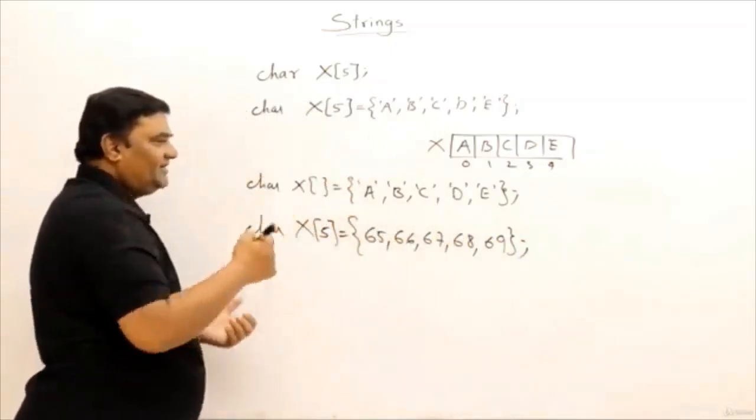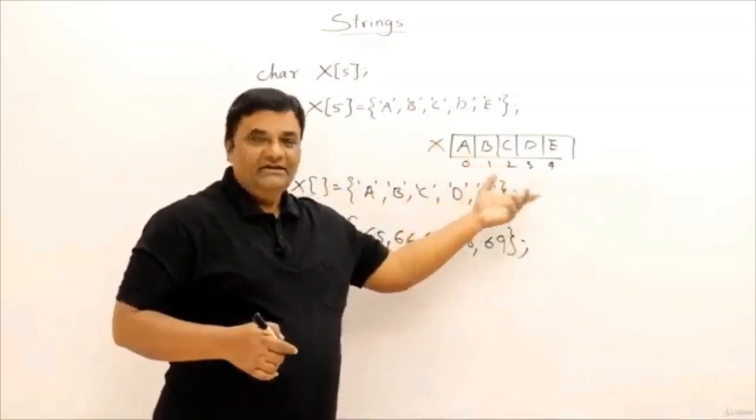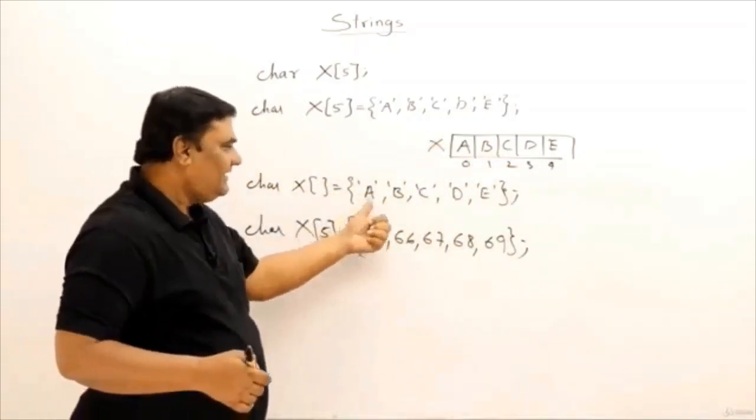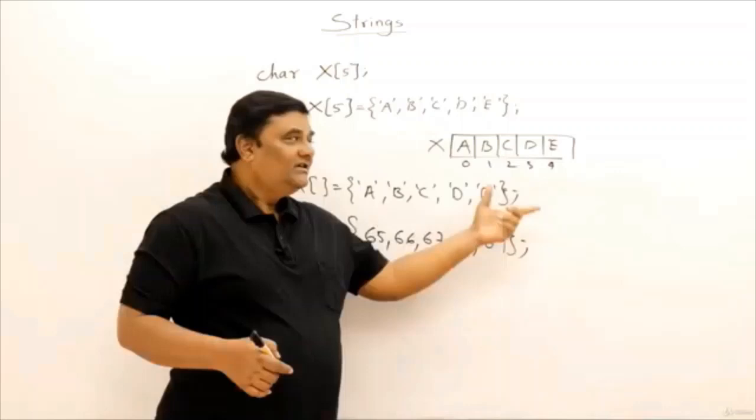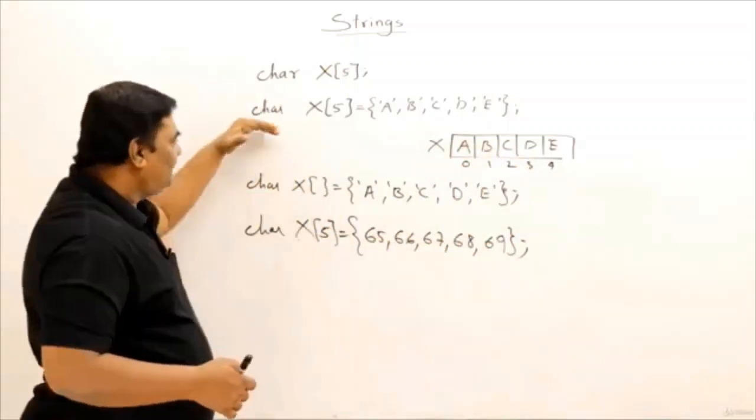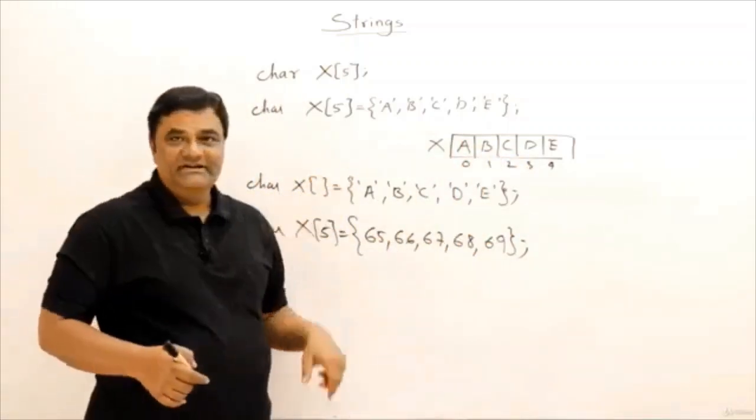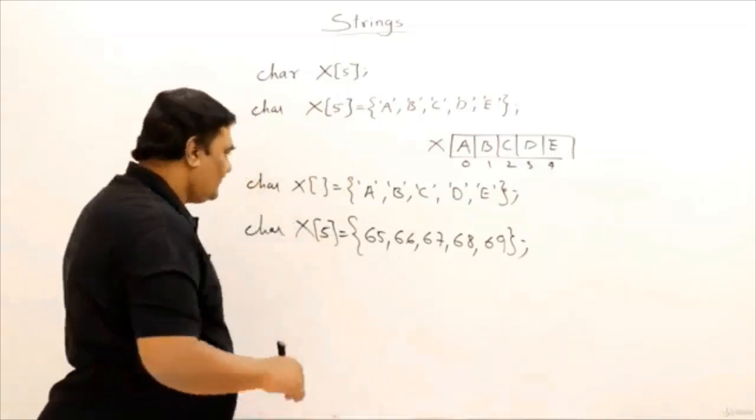So the same array will be created, because 65 is for capital letter A and 66 for B and so on. So the same array will be created. So all these three methods, the same array will be created. Now I will create one more array.